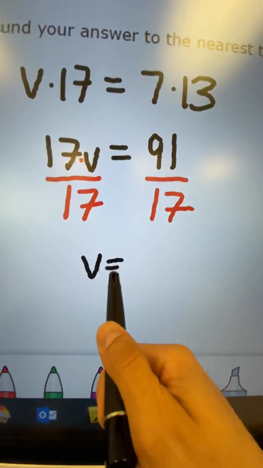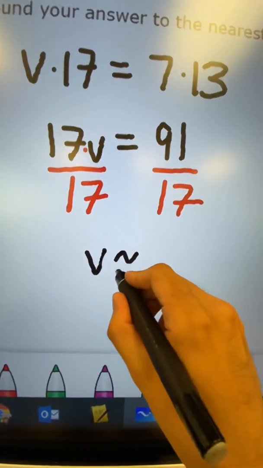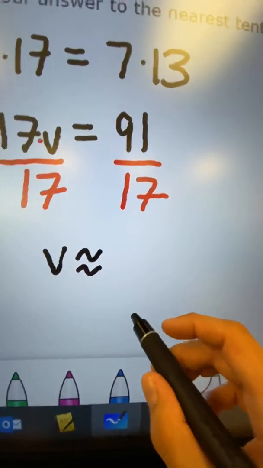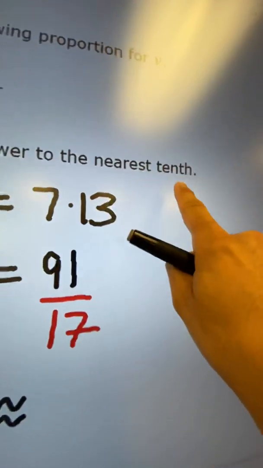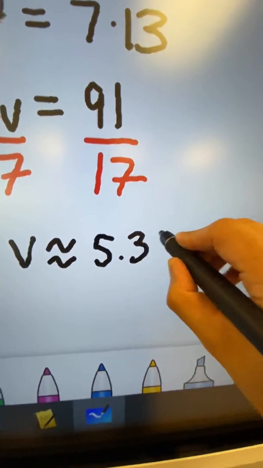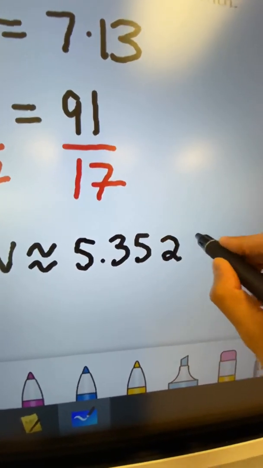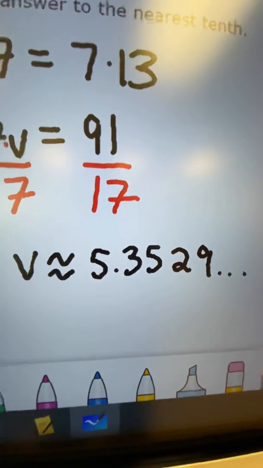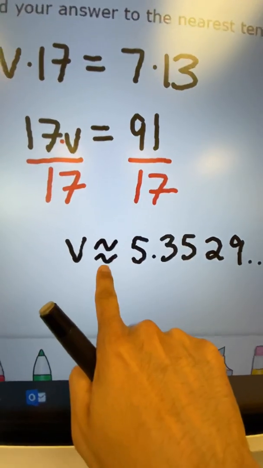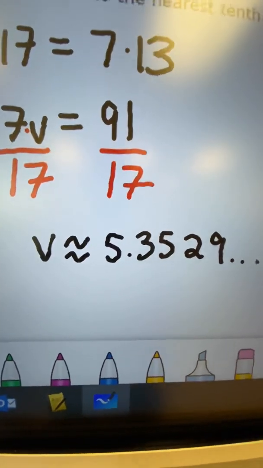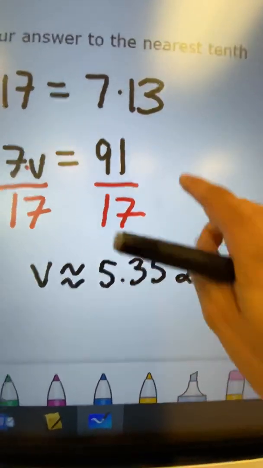We get, and I'm going to change this equal to a wavy equal sign because I'm actually not writing down all the numbers that the calculator shows me. Because again, we have to round to the nearest tenth. So the number I got back was 5.3529... So it keeps going, and that's why we put the little wavy equal sign, because I'm not writing all the numbers that were shown on the calculator. All right, there's more to it. But again, round to the nearest tenth.